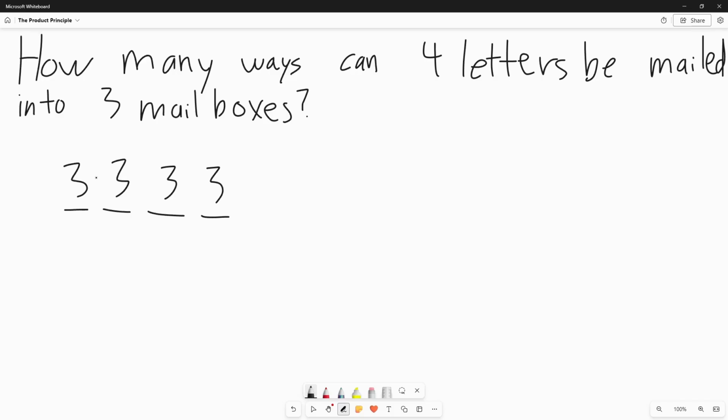So all we need to do now is multiply all these together. 3 times 3 times 3 times 3 is equal to 81. So there are 81 ways that you can mail 4 letters into 3 mailboxes. So everything that I explained and all the problems that I went through should teach you everything that you need to know about the product principle and how to use it.